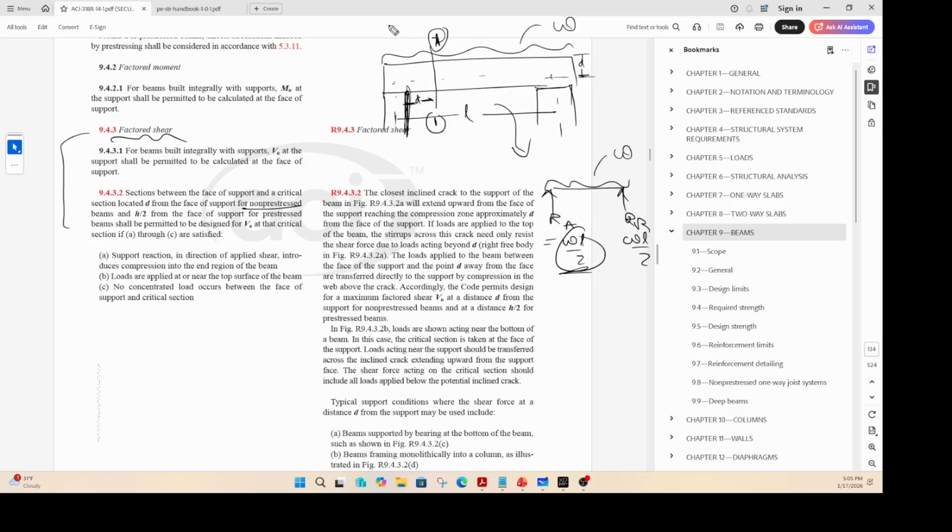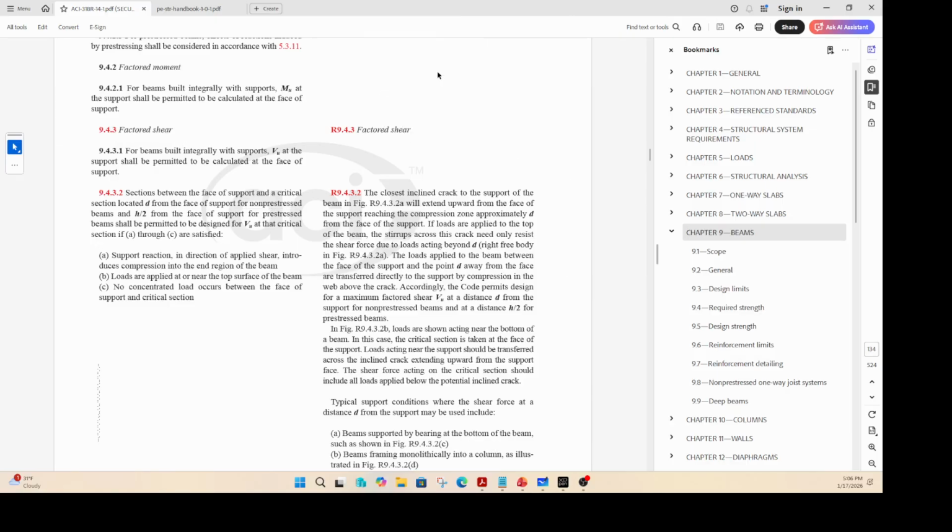The reason is, let's say you're standing here, then your weight is not getting transformed into shear directly. It gets transformed into compression and goes directly into the support. Whereas if you're standing away from the critical section, then all your weight is translated in the form of shear at that particular section. So that's why there is a critical section, and we'll talk about different scenarios here, but I want you to notice the word critical section, which is located at a section D from the face of a support for a non-pre-stressed beam.